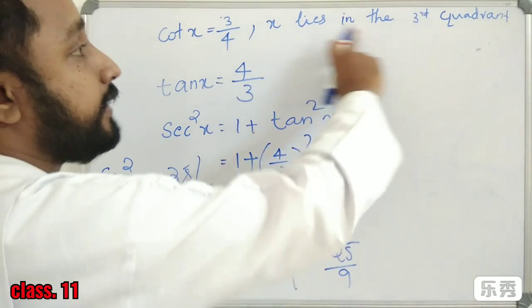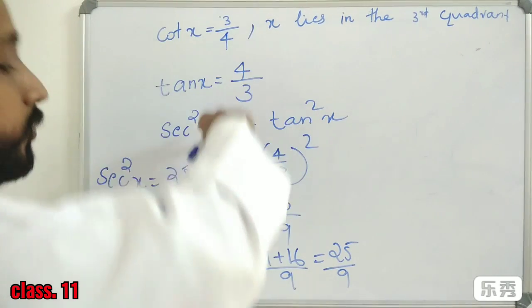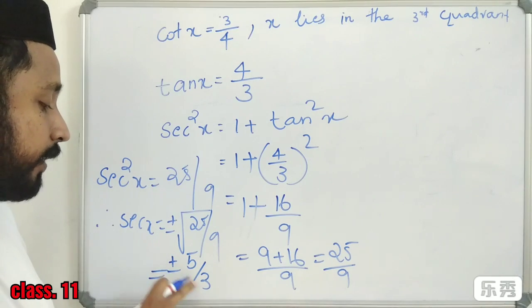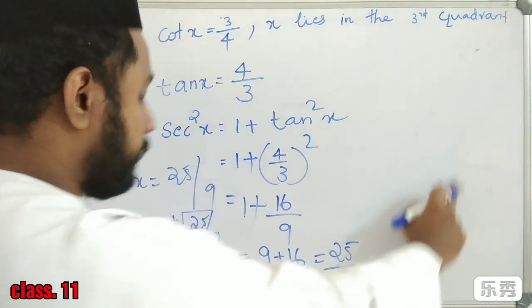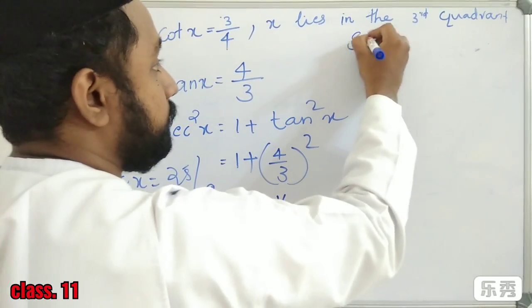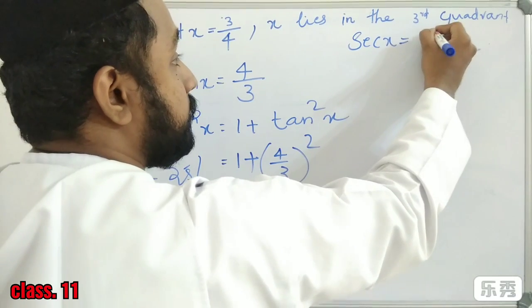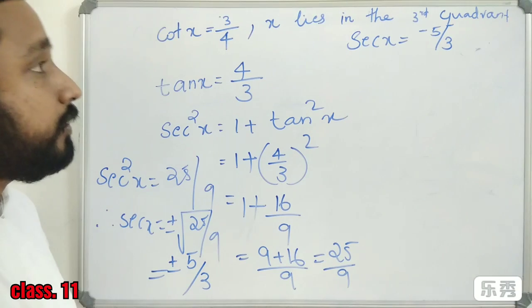Here x lies in the third quadrant. In the third quadrant, tan and cot are positive, other ratios are negative. Sec x is plus or minus 5 by 3, which means sec x is minus, since it is in the third quadrant. So we got sec x is equal to minus 5 by 3.